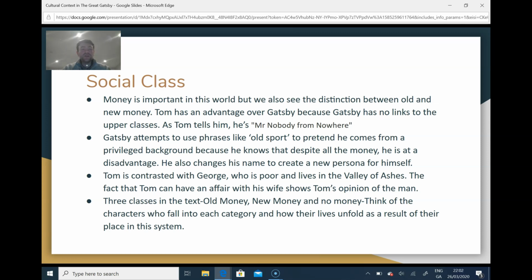So if you think about it, at the end, the people who kind of carried on with their lives were the Buchanans, because they came from old money. The rest who tried their hardest, everything falls apart for them.